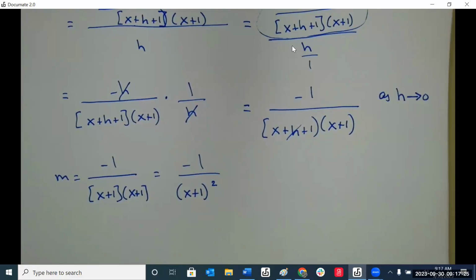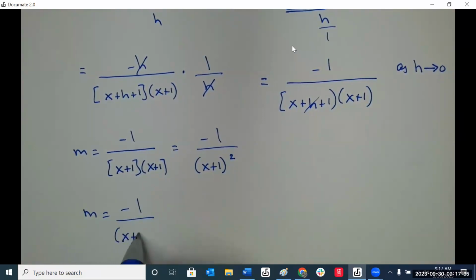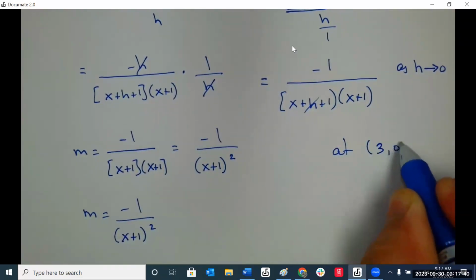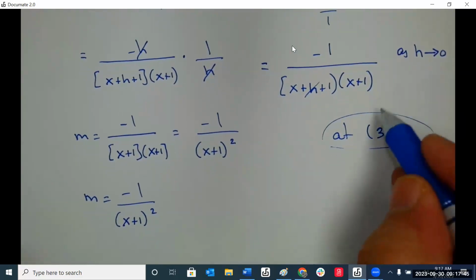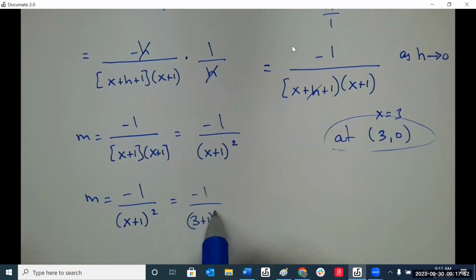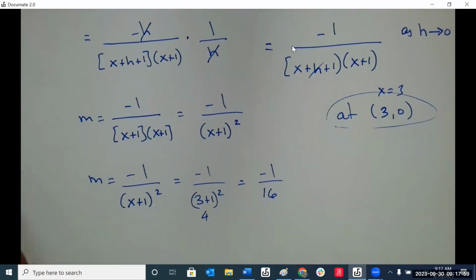So what's the slope of our graph? Remember, I said at 3, 0, at that point. So x equals 3. Three plus 1 is 4. 4 squared is 16. So our slope is negative 1 over 16.